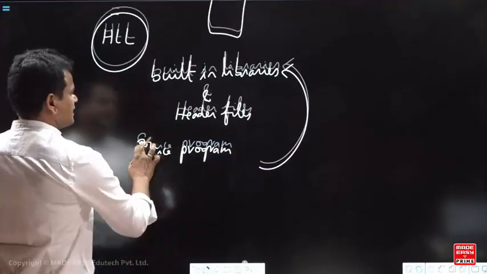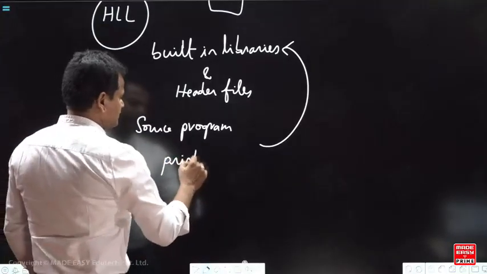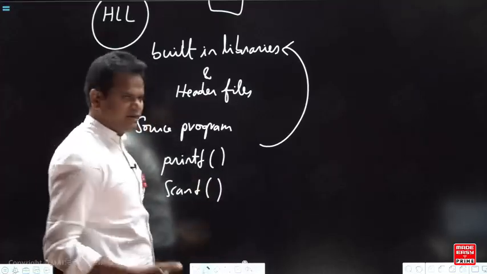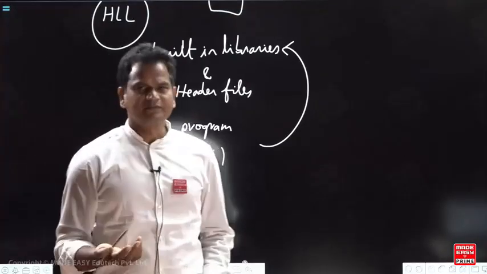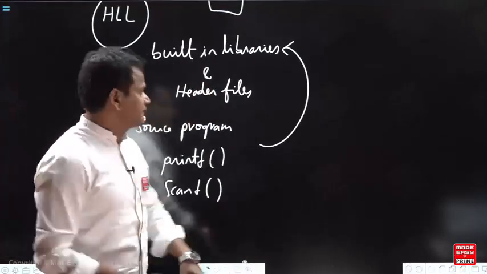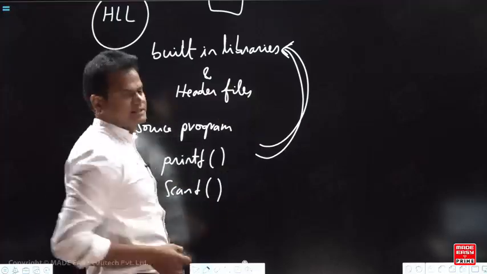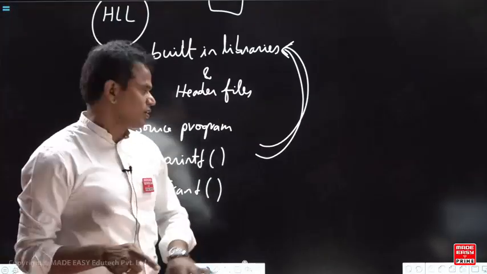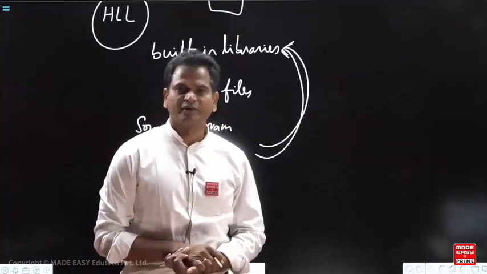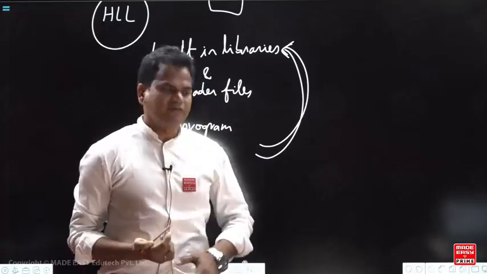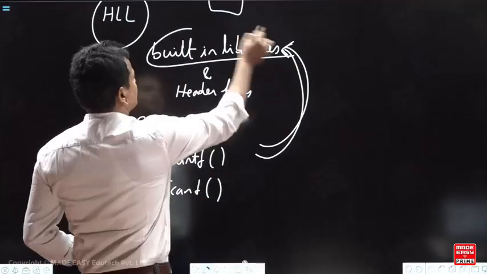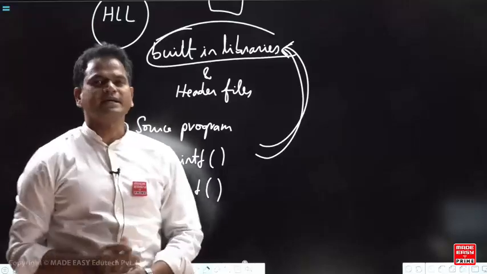Example, you are writing a program, and in the program you have used printf, scanf, getchar, like this. fclose, fopen. These are the built-in functions or library functions, whose definitions are stored in built-in libraries. So the linker links all these functions to their libraries. If the definition of a library function is not found in the library, then it will throw an error.